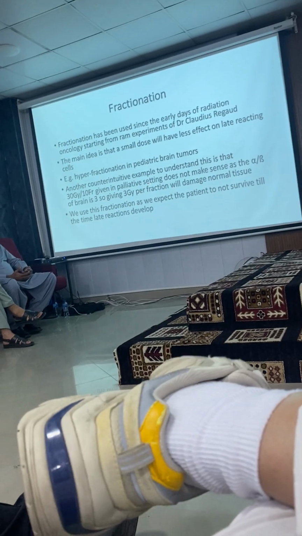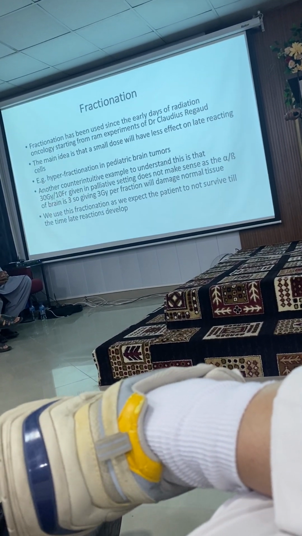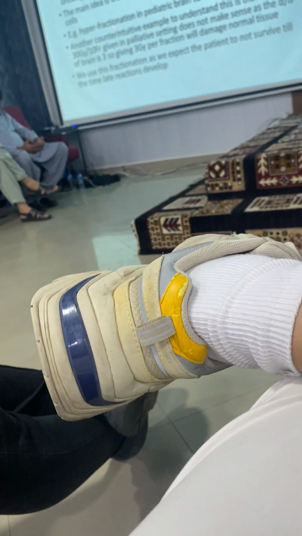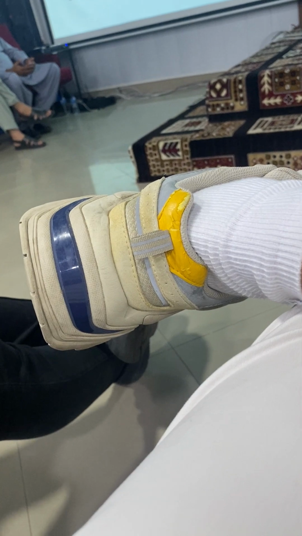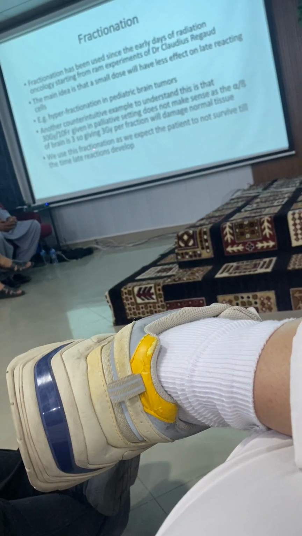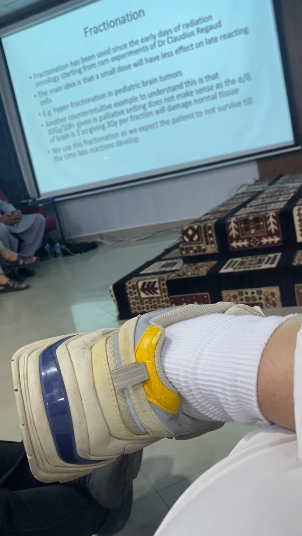For example, we are going to radiate a child with a brain tumor, because the alpha/beta of the brain is 3, so we don't want to damage it. So we hyperfractionate in pediatric brain tumors. Another counterintuitive example to understand this is we generally give 3 Gray per fraction in the pediatric setting. So it doesn't make sense, because the alpha/beta of the brain is 3. Why are we giving 3 Gray per fraction?